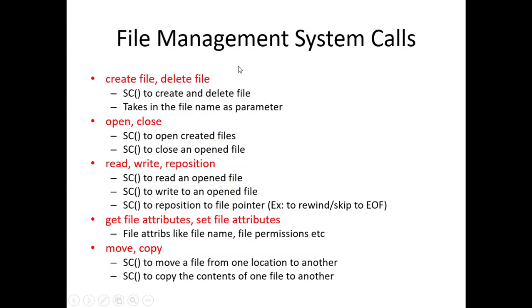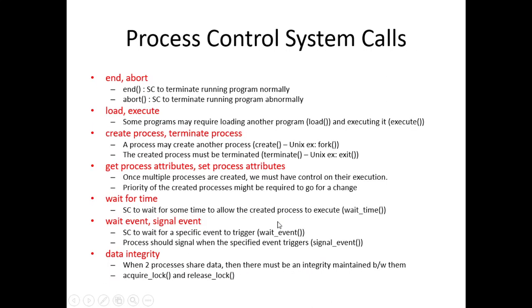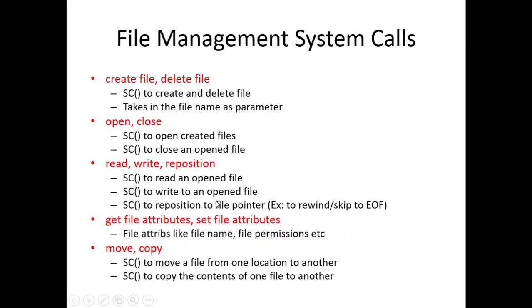And we also have system calls which are related to getting and setting the file attributes, similar to what we had here in process, get attributes and set attributes. File attributes could be the file name, for example. Say you want to change the file name, then you'd call the set file attributes system call. And also we have move and copy system calls. Move would move one file from one location to another location, and copy would copy the contents of one file to another file.